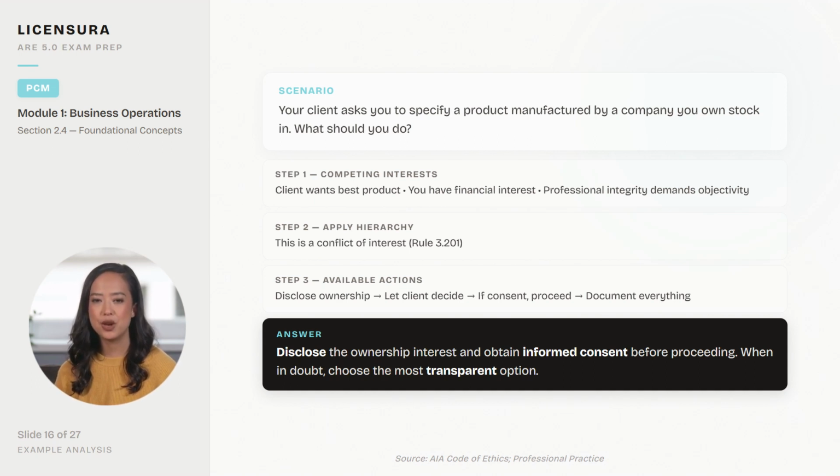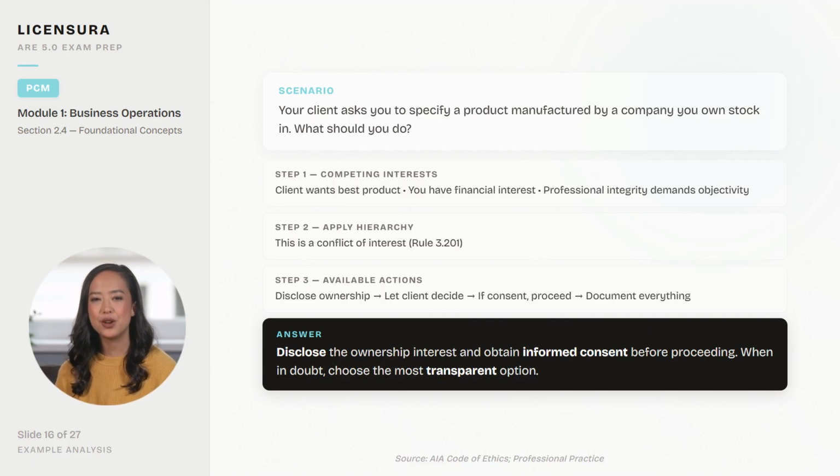Step 3. Your available actions. Disclose your ownership to the client. Let them decide with full information. If they consent and still want that product, you can proceed. Document the disclosure and the consent in writing. The answer: disclose the ownership interest and obtain informed consent before proceeding.